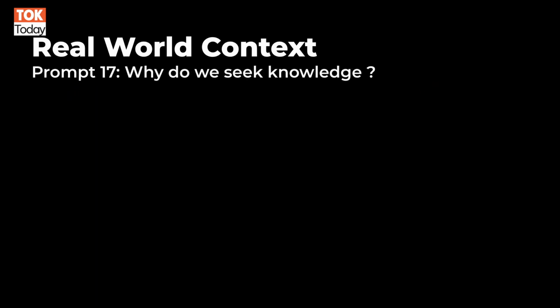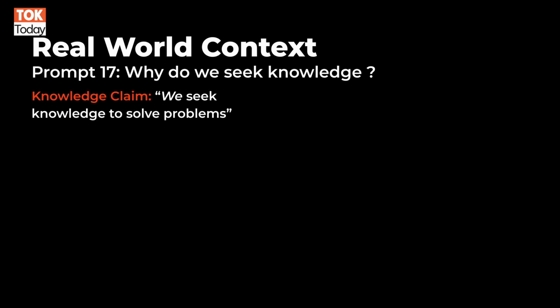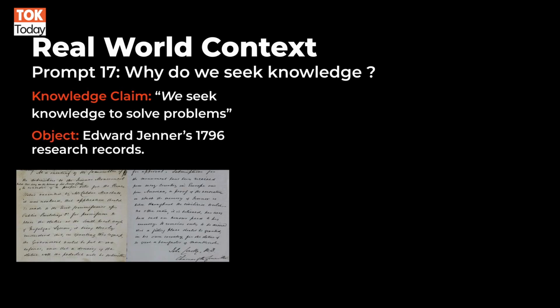Let's look at a second example arising from prompt 17. Why do we seek knowledge? And we've decided to use the knowledge argument that we seek knowledge to solve problems. And the object that we have chosen are Edward Jenner's 1796 reports on his investigation to develop a vaccine for the disease smallpox. The link being that Jenner was seeking knowledge to solve the problem of smallpox. Now, there are many elements of the real-world context of Jenner's reports that we could describe.